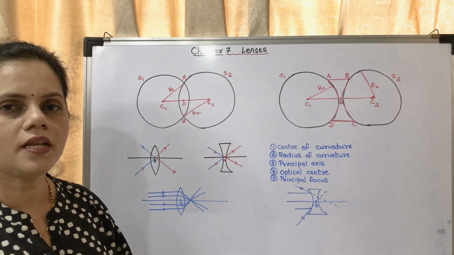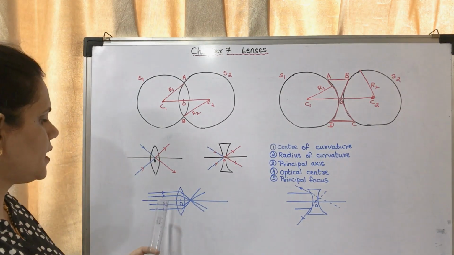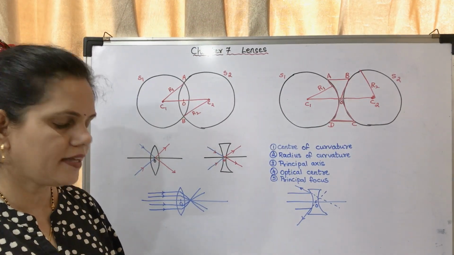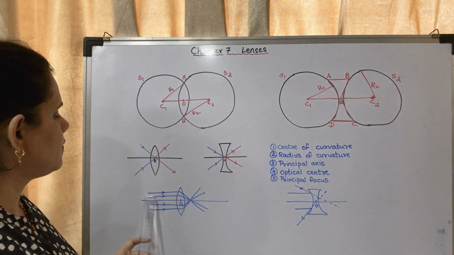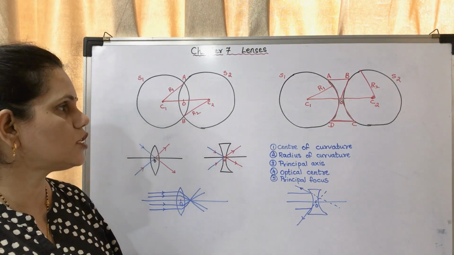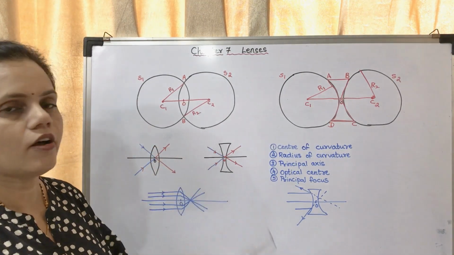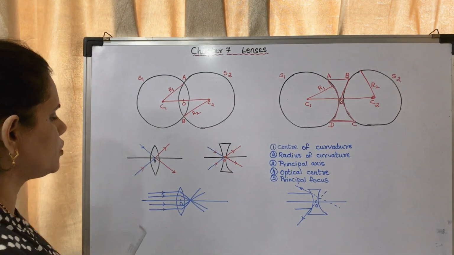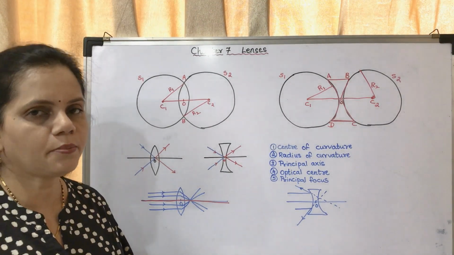Now the next is principal focus. Now what is the principal focus of a convex lens? You may see here, this is a diagram showing the principal focus of a convex lens, page number 81, figure 7.5. The diagram is important. In that case, the rays which are incident on the lens are coming parallel to the principal axis. What is the principal axis? The principal axis is the straight line passing through the two centers of curvature. It is passing through the optical center. This is the principal axis.